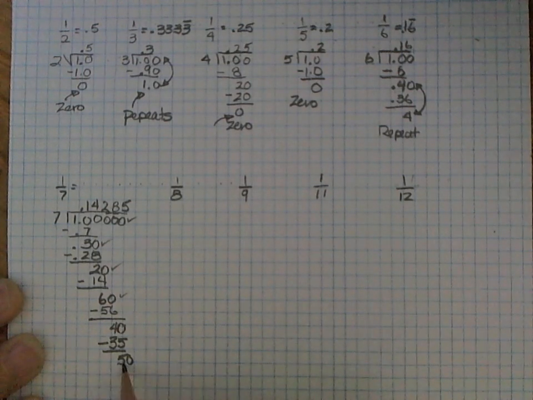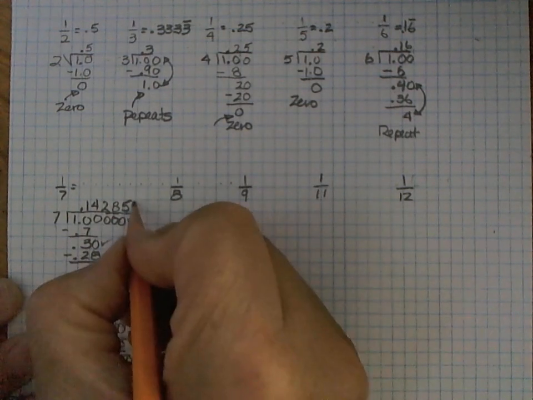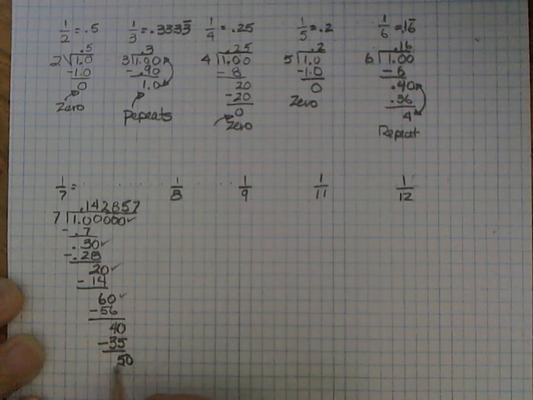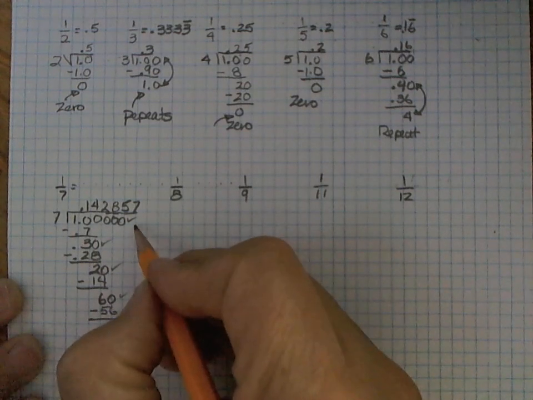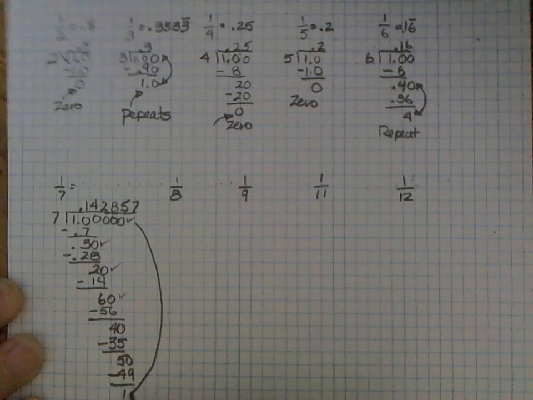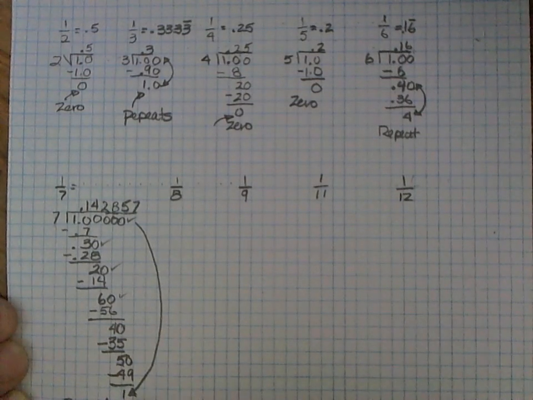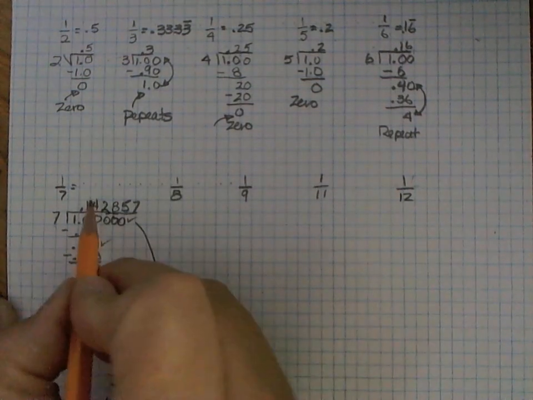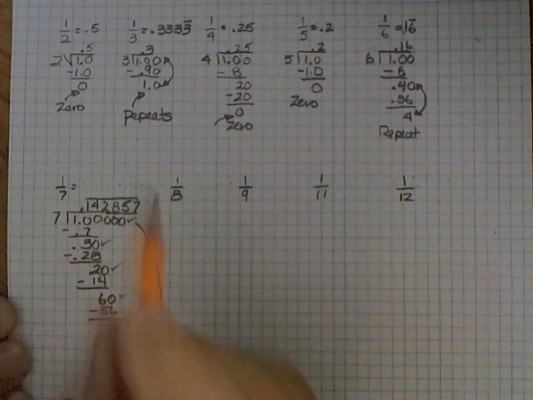Okay, so 50. 7 will go into 50 7 times because 7 times 7 is 49. When I subtract 49, hallelujah! I finally got my 1. That first one we started with. So that one and that one right there repeats. Okay? That repeats.